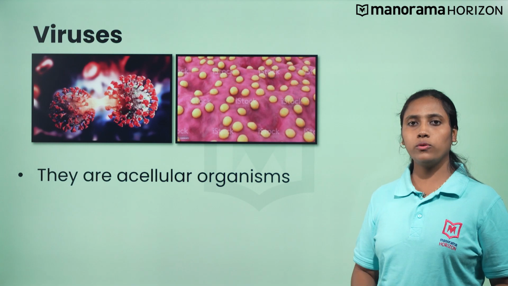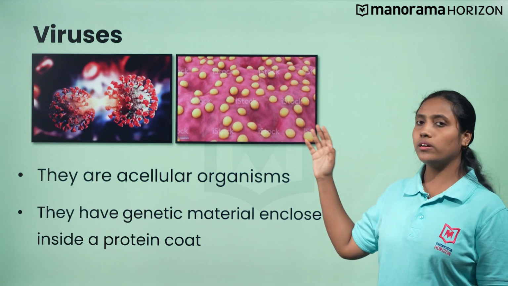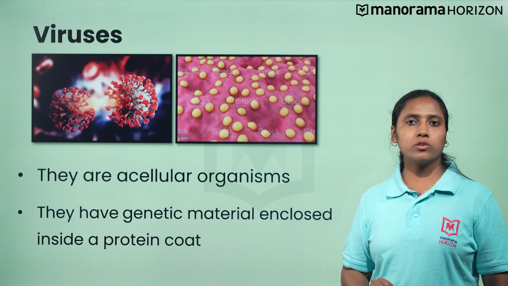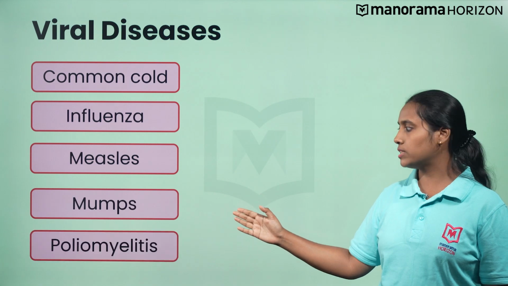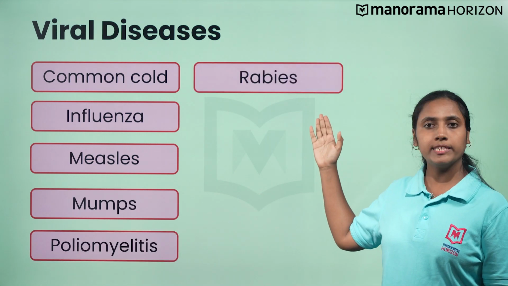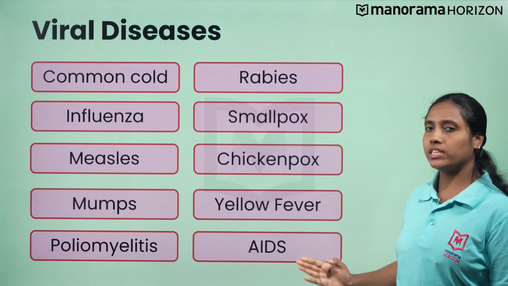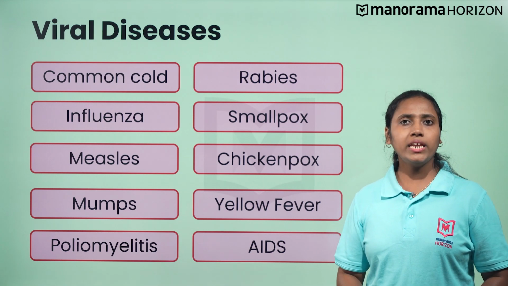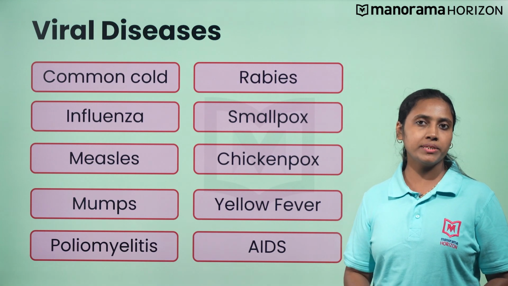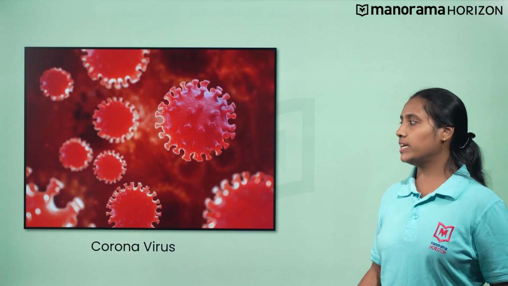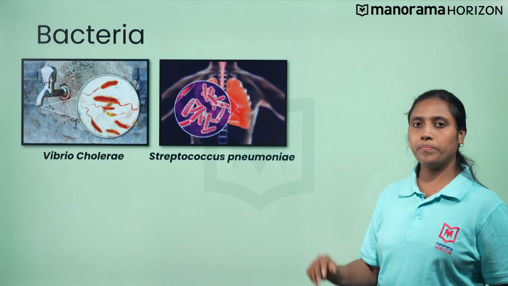Viruses are acellular organisms having a genetic material enclosed inside a protein coat. Virus causes common cold, influenza, measles, mumps, poliomyelitis, rabies, smallpox, chickenpox, yellow fever, and AIDS. Can anyone tell about one major virus that causes the world's worst pandemic recently? Yes, it's the coronavirus. The next group are bacteria.